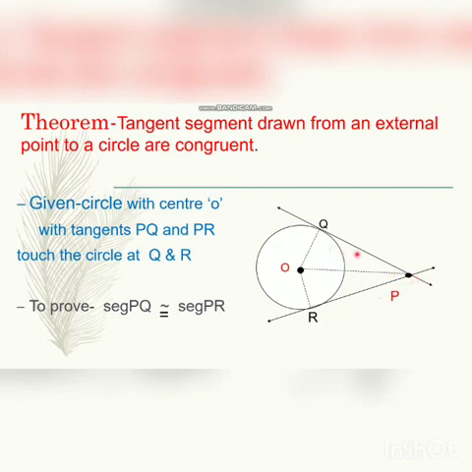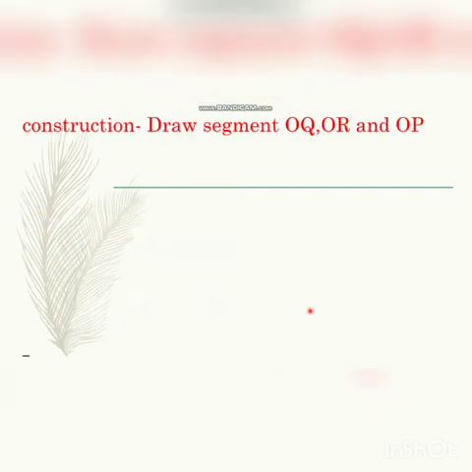Then we do some construction here in the diagram. Write down in your notebook. Construction: draw segments OQ, OR and OP. Just we draw it.